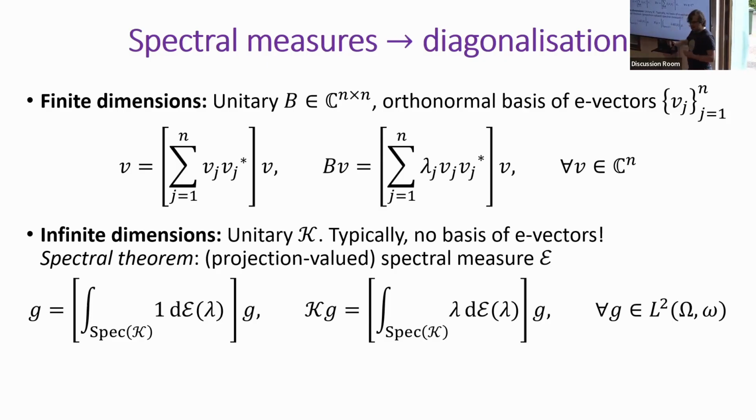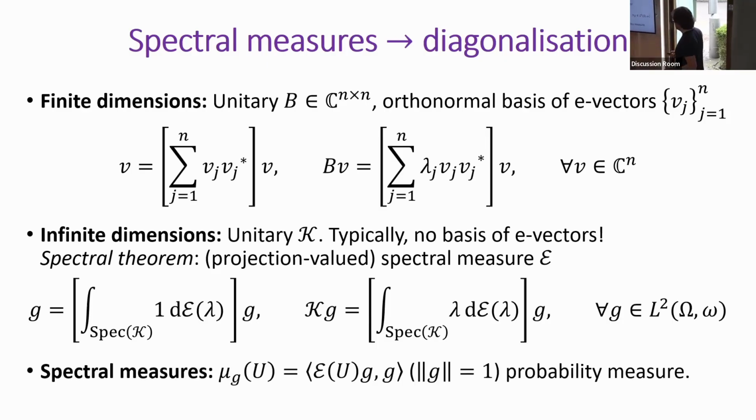The measure might have atoms, which would correspond to eigenvalues, or it might have a continuous part. So we're going to try and compute these components and understand what they mean physically for Coulomb operators. Okay, so you have these projection-valued measures. You can get them back to probability measures by taking inner products.